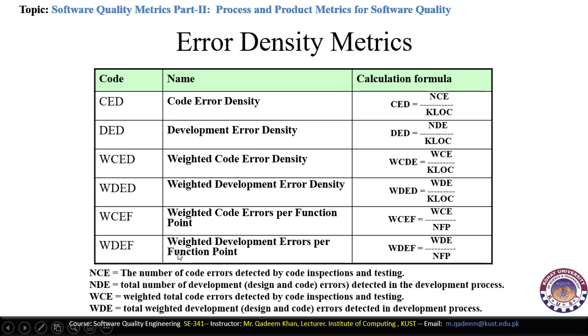Then we have WDEF. WDEF is weighted development errors per function point. So weighted development errors per function point is equal to WDE divided by NFP, where WDE is the total weighted development errors, that is the design and code errors detected in the development process.